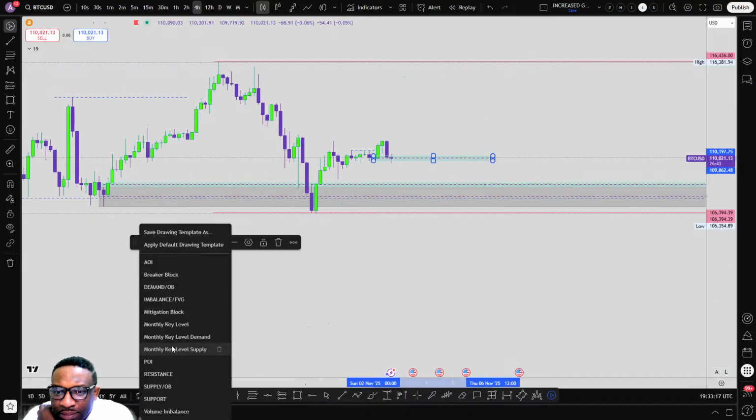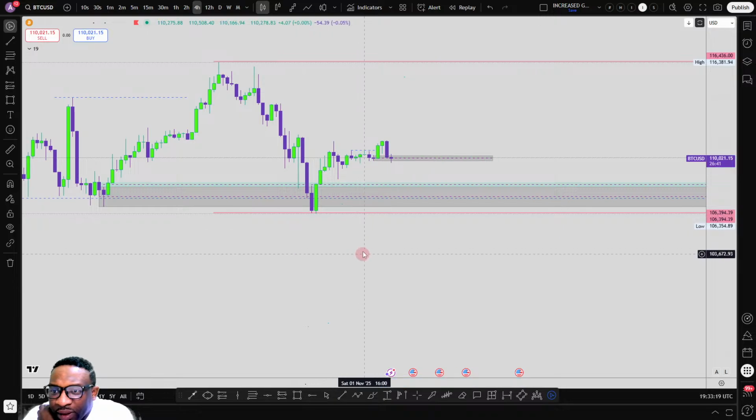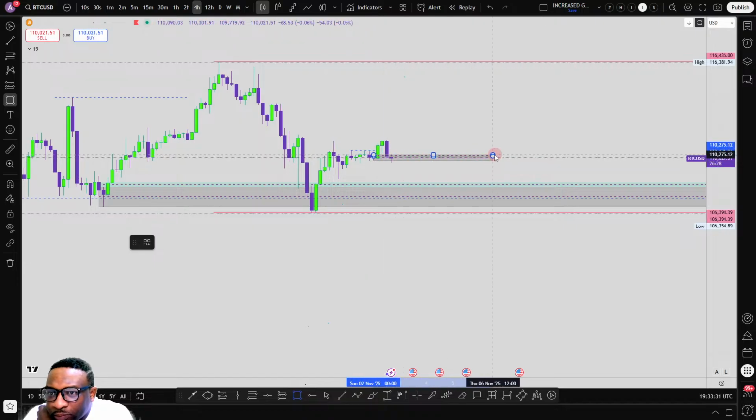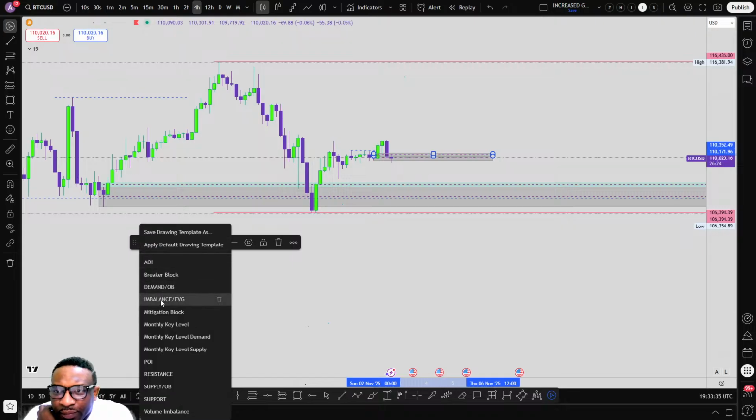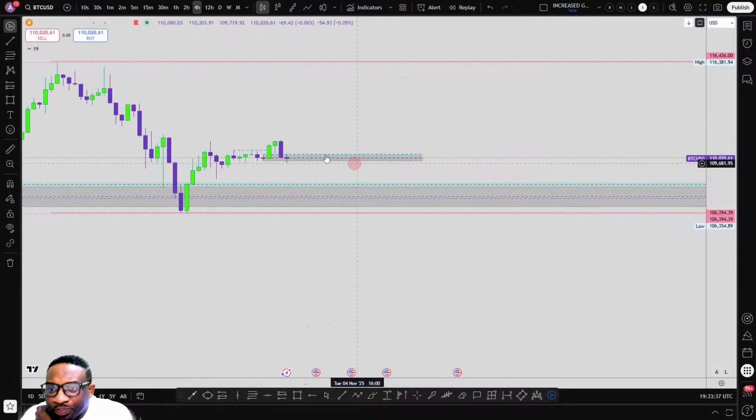So that will be a demand area, and then attached to this, we can see that we have some imbalance attached to this area as well. So imbalance right there. Okay, so we have an imbalance demand zone where price is currently at and has cleared some liquidity here. Hopefully this holds price.